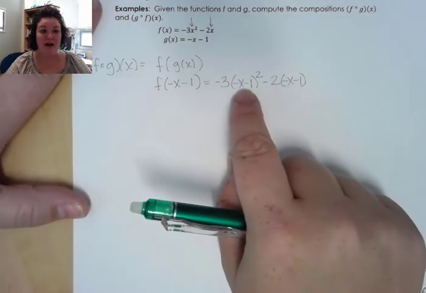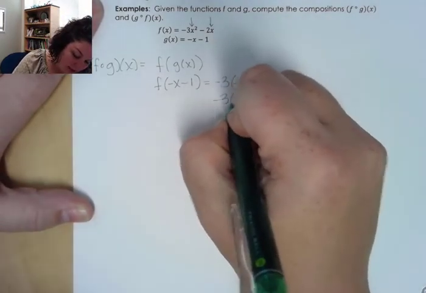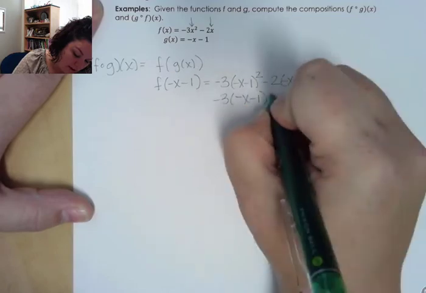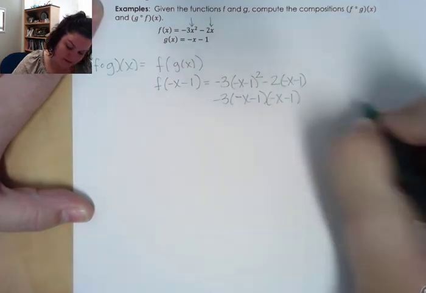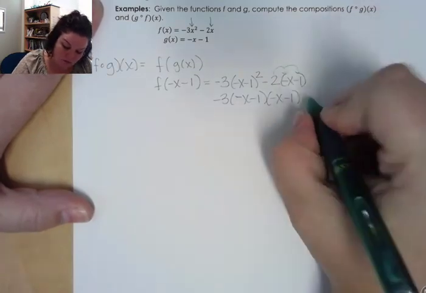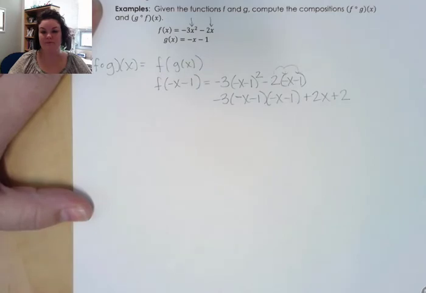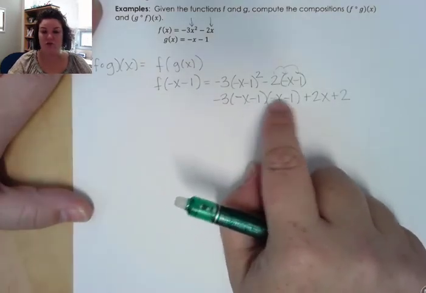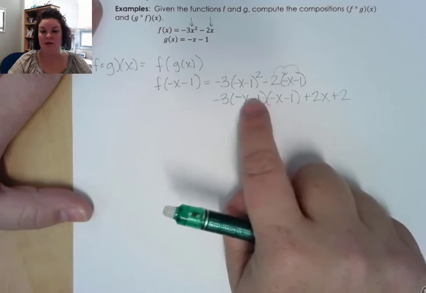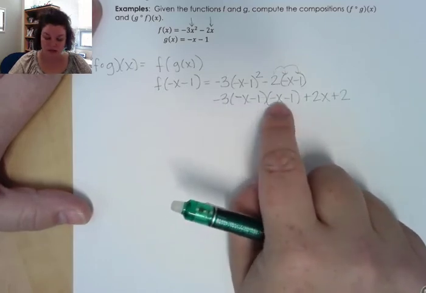So remember, whenever we have a squared quantity, that means we have that quantity, negative x minus 1, times itself, negative x minus 1. And then I'm going to go ahead and just distribute this negative 2, which is going to give me a positive 2x plus 2. Okay, so in moving forward simplifying, I'm going to go ahead and distribute these two quantities. I'm just going to ignore that negative 3 and focus just on these quantities for now.